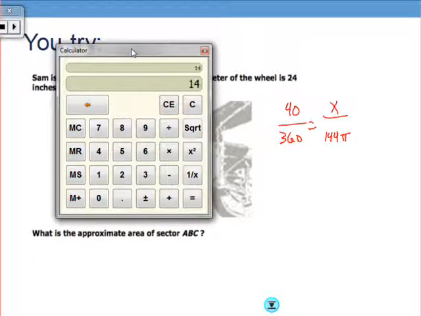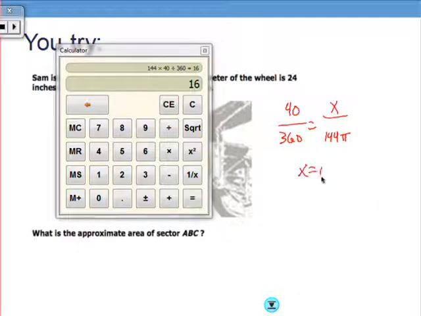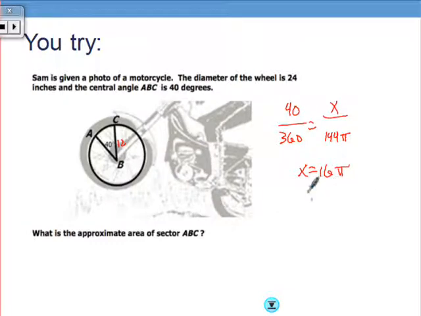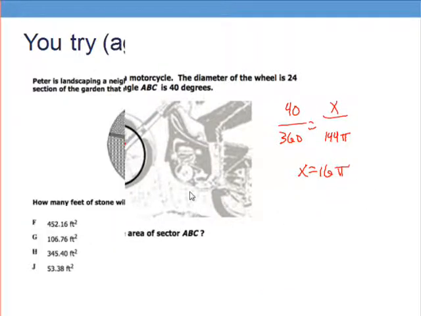We have 144 times 40 divided by 360, and I get 16 pi. And that's it, guys. X equals 16 pi. If the directions say to round to the tenth, I'm going to multiply 16 by pi, but for right now, we're just going to leave it in terms of pi, and that's the area of that sector.